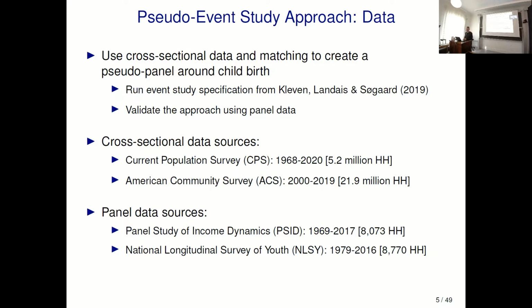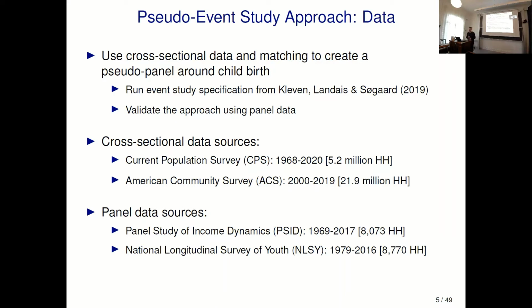One of the great things about working with the US is that the US has great survey data. For this exercise, I'm going to use CPS data, current population survey data, and American Community Survey data combined. These are great surveys. CPS data we have back to 1968 until present day, and ACS data we have from year 2000 until present day. As you can see, these are really large data sets. The ACS data is about 22 million observations, and CPS data is more than 5 million households. We also have panel data in the US.